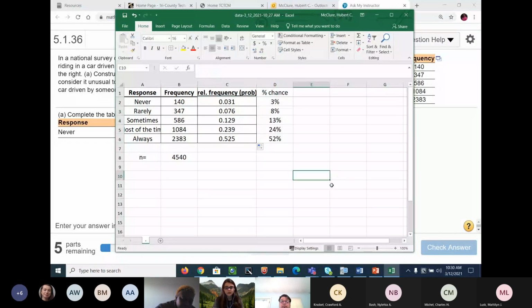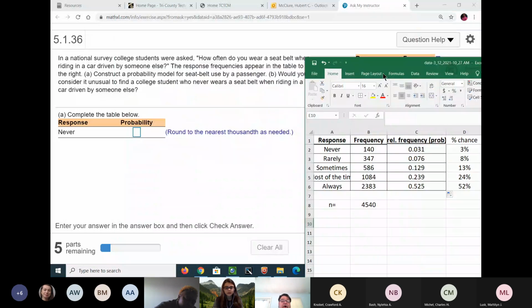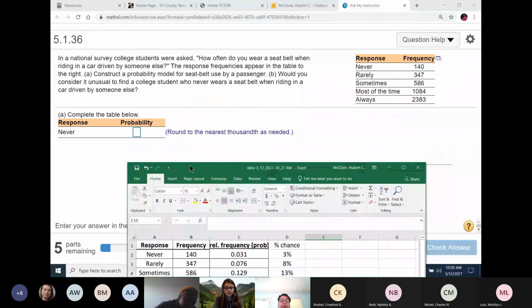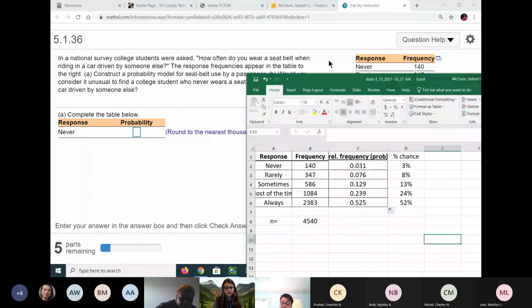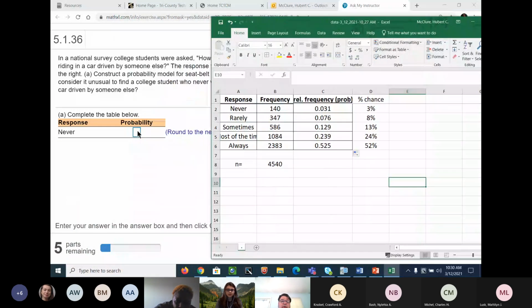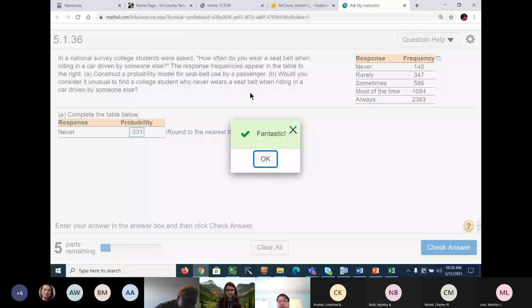So what does it ask for? It says never. Never would be 0.031. And it's going to ask for every single one.